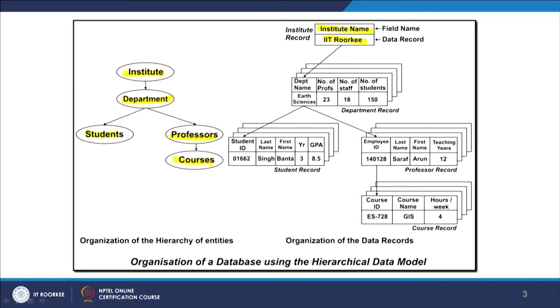So, the institute name and other things, then the department record: how many, like earth sciences, how many professors are there, how many staff, students and so on. Similarly, for each student we can have their ID, enrollment number, and then their records also. Similarly, we can have employee records as well, and then finally we can have the links with the courses.